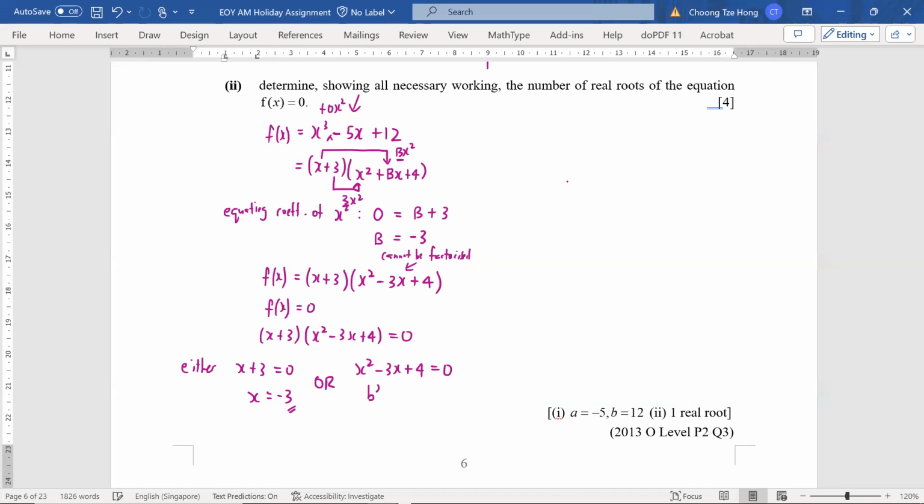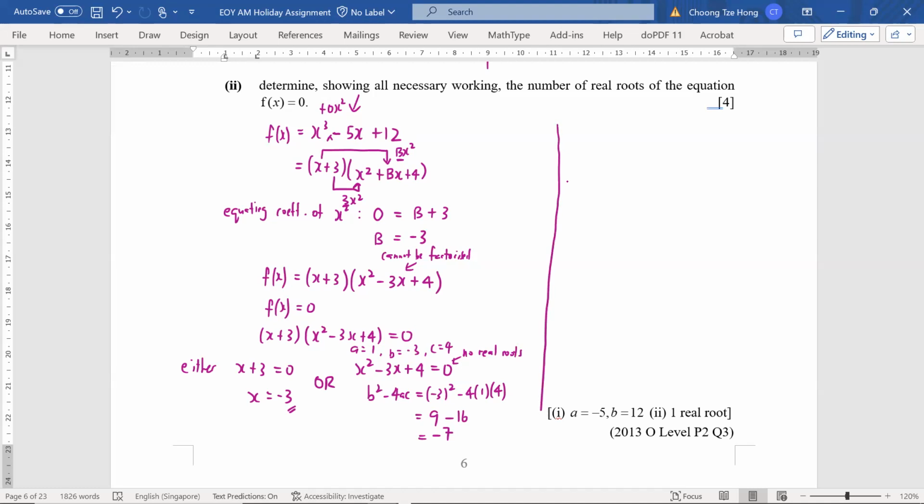Let's go ahead and test the b squared minus 4ac. b is -3, c is 4, and a is 1 over here. a is the coefficient of x squared. So -3 squared minus 4 times 1 times 4. You have 9 minus 16, which is negative 7. So b squared minus 4ac is less than 0. It means that this quadratic on the right side has no real roots.